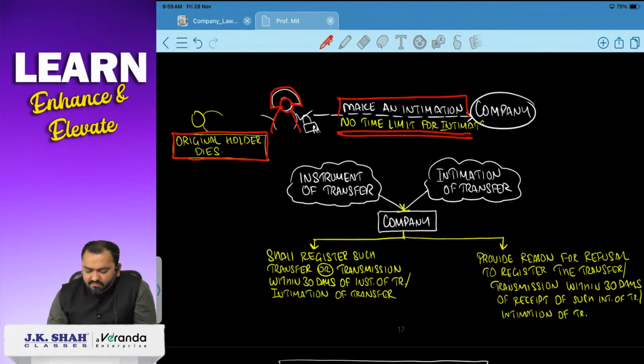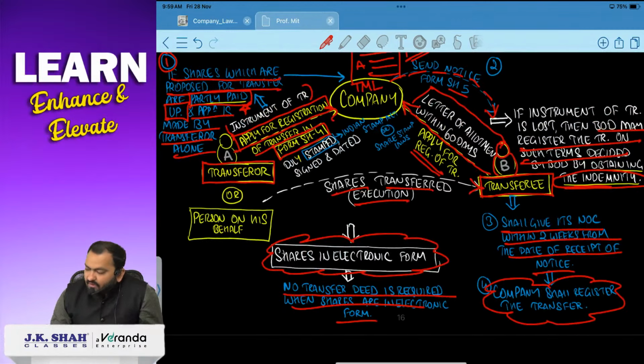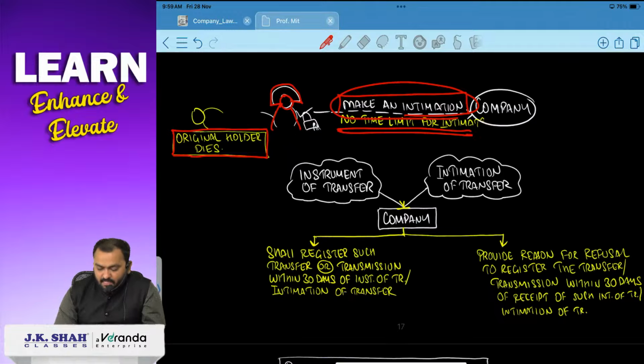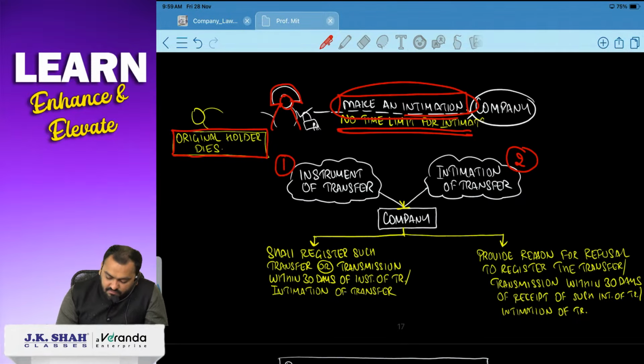So friends, we have done two things. In the previous example we were talking about the instrument of transfer, and here we are talking about the intimation of transmission. So two things: instrument of transfer and intimation of transmission. This is in case of transfer of shares, this is in case of transmission of shares. Yes or no? Yes. Now friends, both the requests were made to the company, both for registration of transfer or transmission.